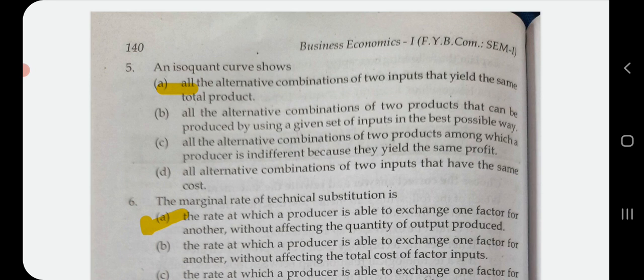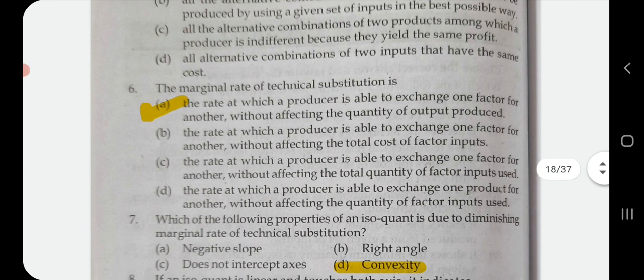The fifth question is about isoquant curve shows dash dash. What does the isoquant curve show? It shows all the alternative combinations of two inputs that give the same level of output, that yield the same total product. So A is the correct option. Then sixth question, the marginal rate of technical substitution is, and the correct option is A, the rate at which the producer is able to exchange one factor for another without affecting the quantity of output produced. Okay, A is the correct option.